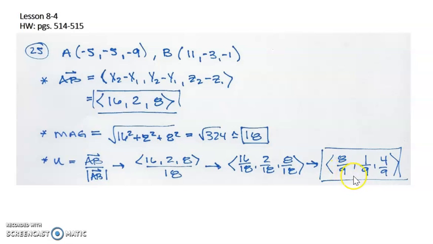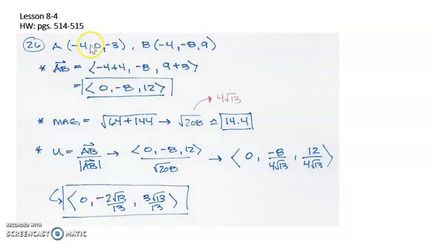And that results in 8 over 9, 1 over 9, and 4 over 9. So that's going to be a unit vector in the same direction as the initial vector. Let's look at 26, more of the same. They give you two new vectors. We're going to put that in its component form. We're going to solve for the magnitude and reduce the 208 to 4 root 13.